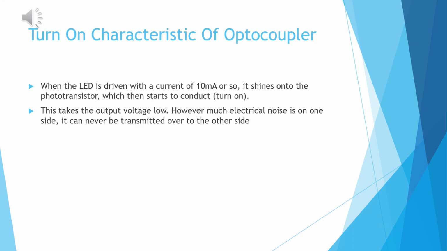Let's look into the turn on characteristics of optocoupler. When the LED is driven with a current of 10 milliamperes or so, it shines onto the phototransistor, which then starts to conduct and turns on. This takes the output voltage low. However much electrical noise is on one side, it can never be transmitted over to the other side.